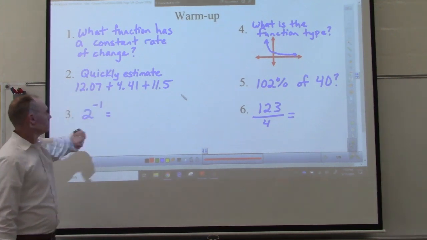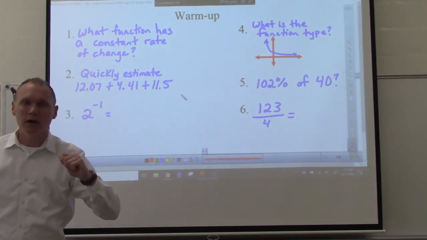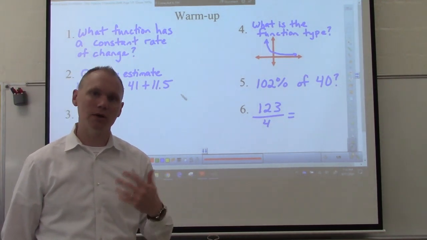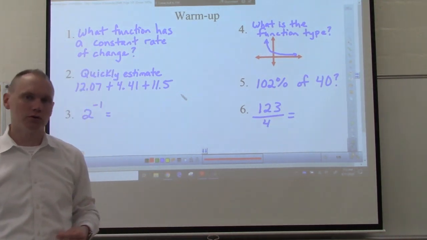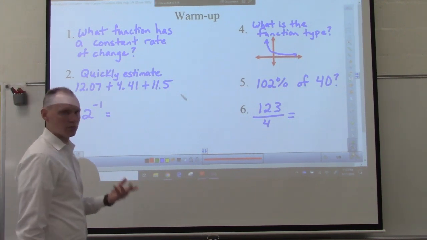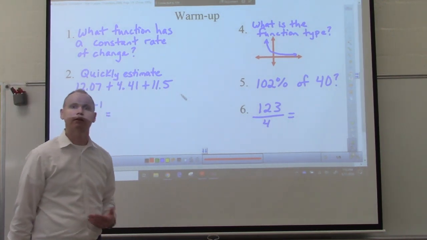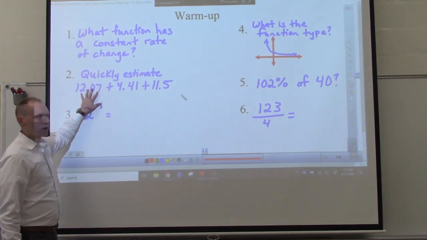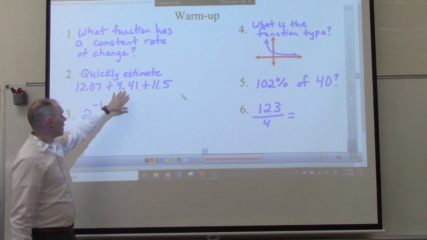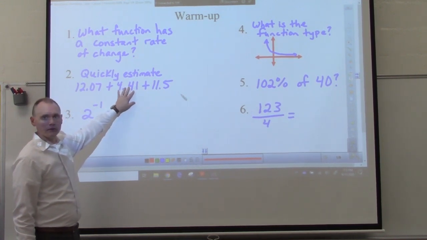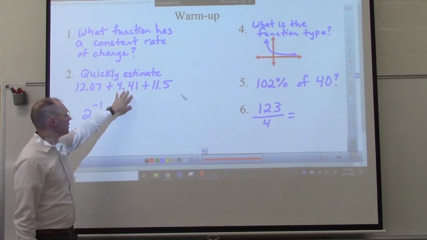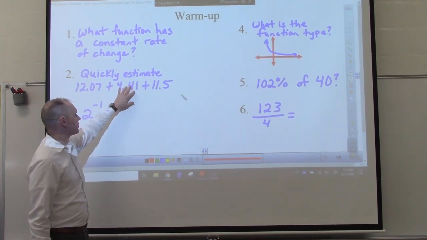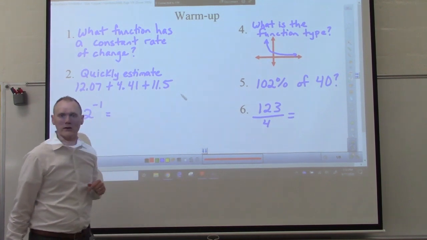Quickly estimate these 3 here added together. Again, if you walk into a store and you check out with 3 items, you want to be able to estimate really quickly how much your total should be without pulling out a calculator and adding up all the cents exactly and that kind of thing. So if you look here, we have a little bit over 12, a little bit under half of 4.5, so almost half of almost 4.5, and then we have 11.5.